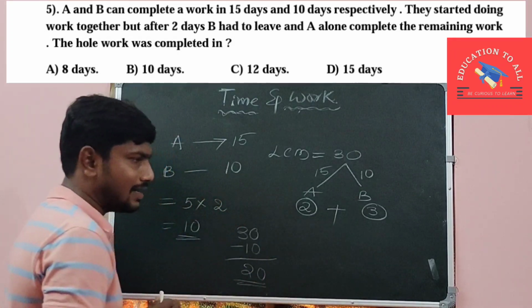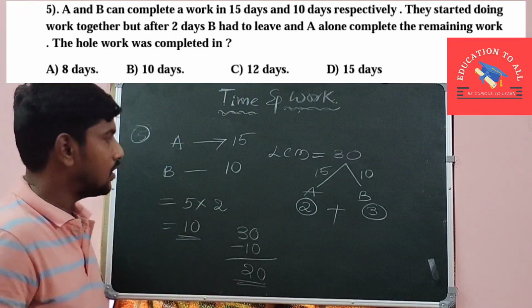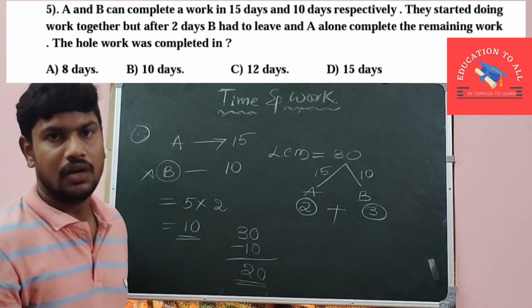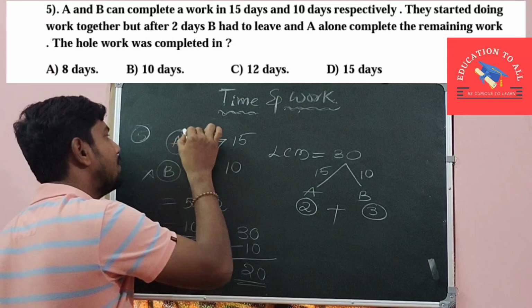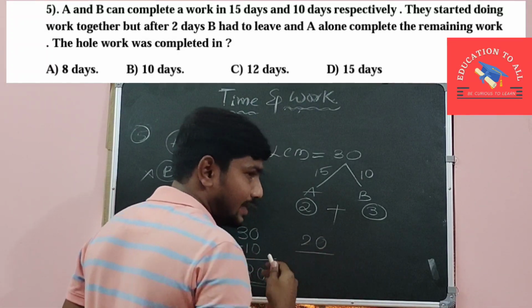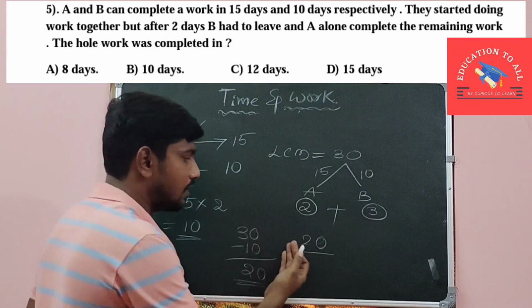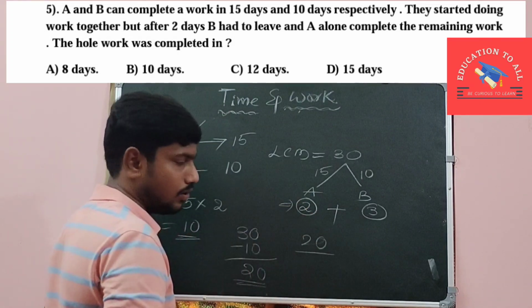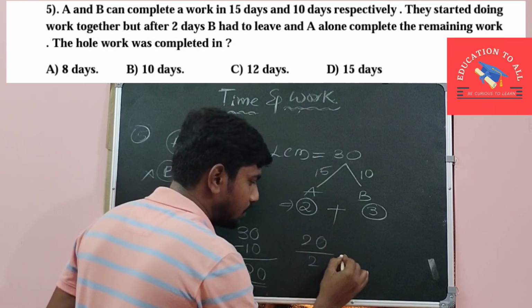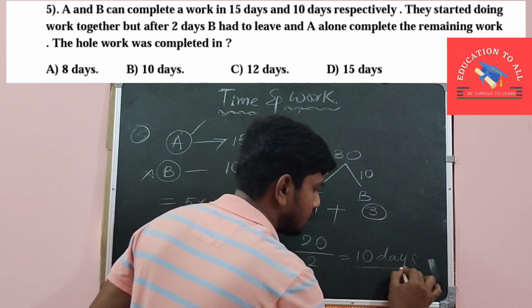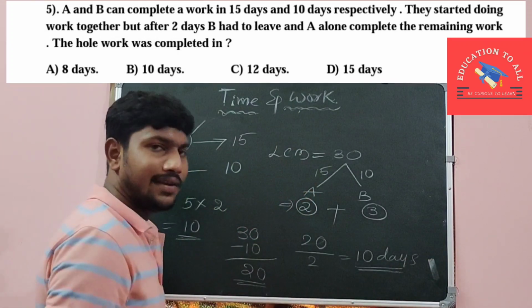These 20 parts can be completed by whom? B left the job after 2 days, so B is not available to do the work. So A needs to complete it. These 20 parts of work can be completed by A alone. So 20 divided by 2 is 10 days. So A can complete the remaining work in 10 days.